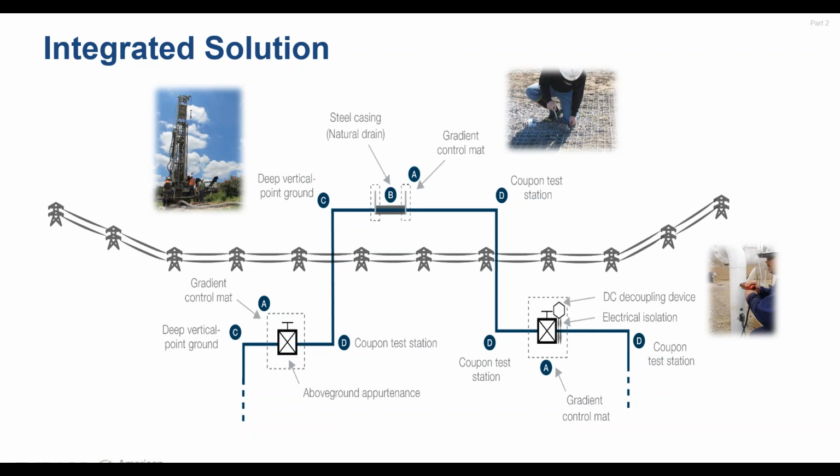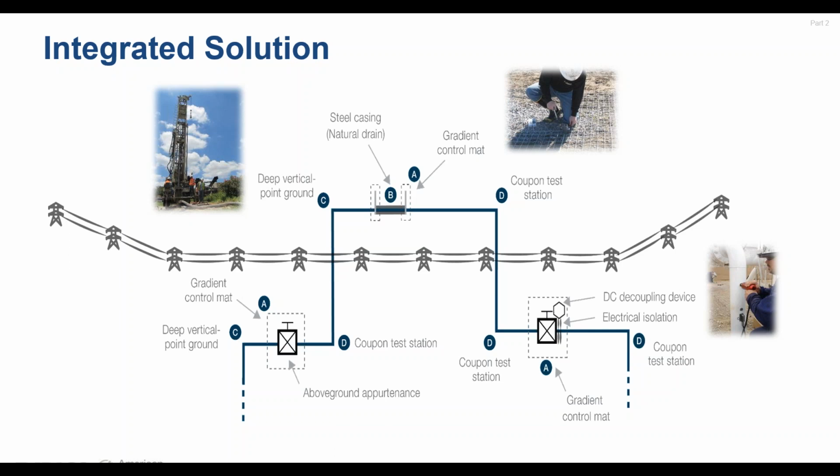small gradient control mats around each of those vents, because you see, once we do that, we're going to make that casing and its attached vents part of the grounding system. So we're going to protect personnel as they approach and are able to touch those vents.